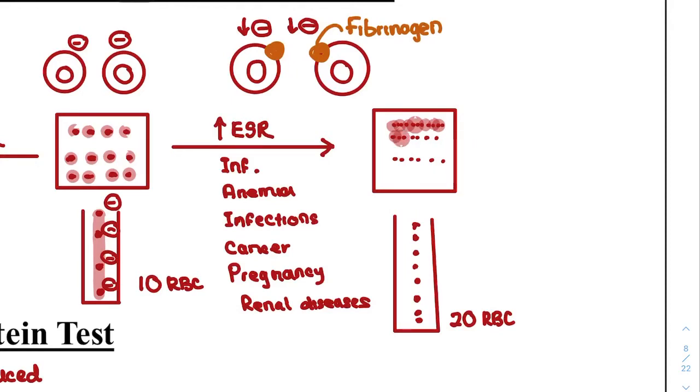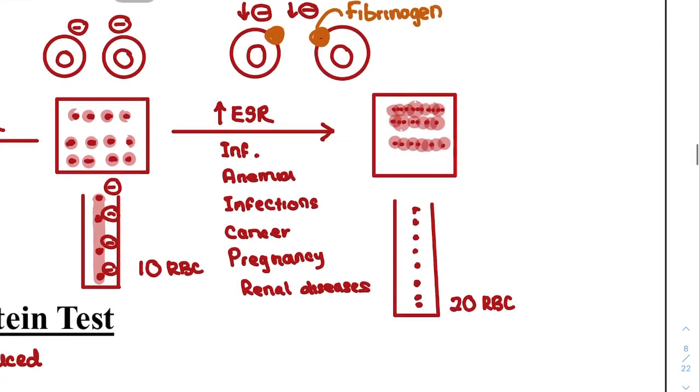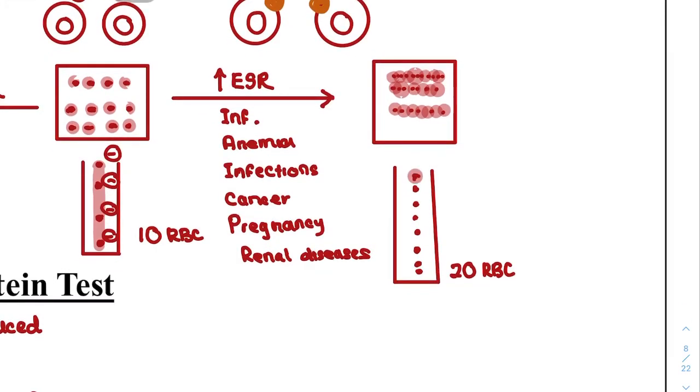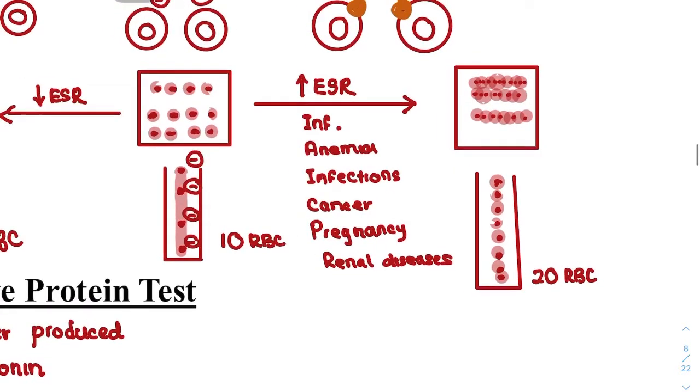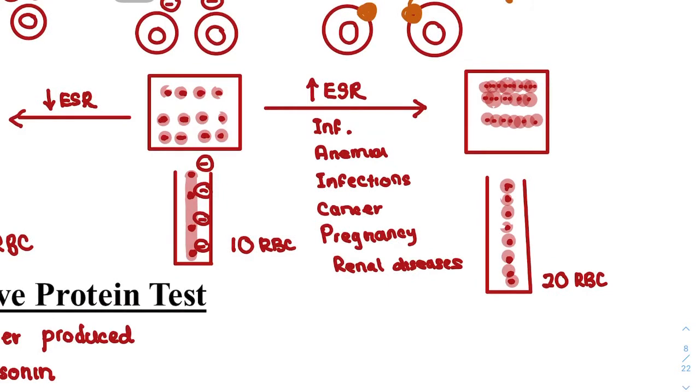when ESR increases. Because the negative charges decrease, the negative repulsion is going to be less, so more red blood cells will fall down in unit time. So you get an increased ESR in inflammation, anemia, infections, cancer, pregnancy, and renal diseases. The main one you need to know is in inflammation, the ESR increases because fibrinogen will go and get stuck on red blood cells.